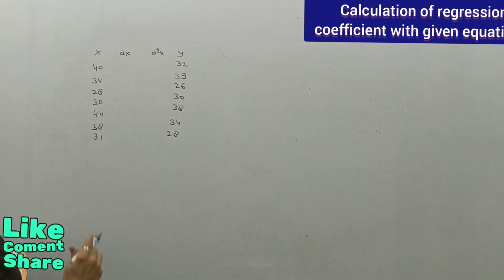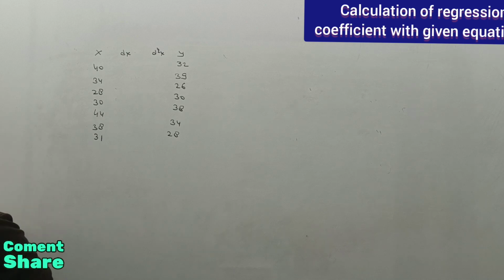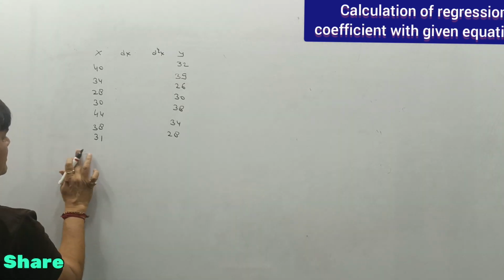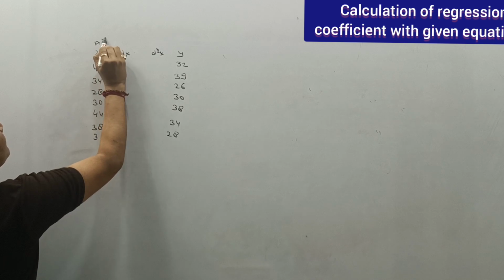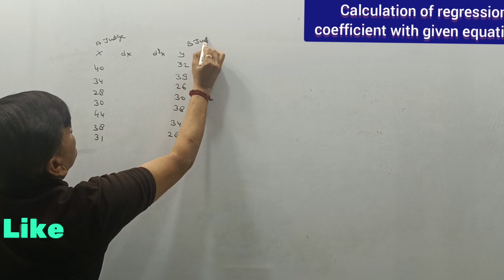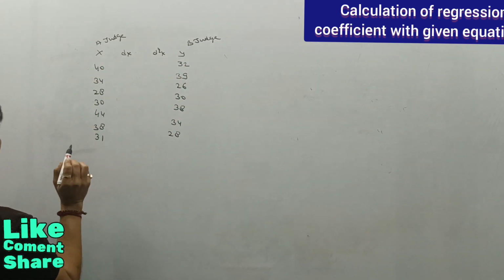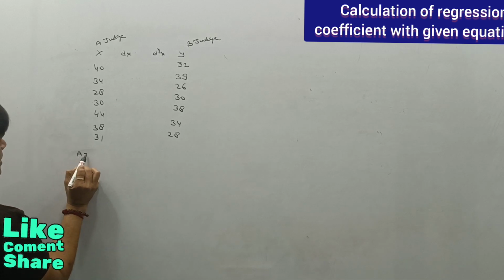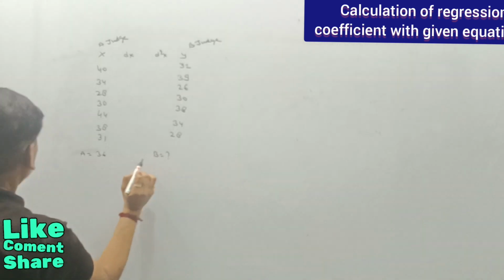X and y values are given, 7 values for x and 7 values for y. The question is about the marks given by judges. This is A judge and this is B judge. So I have adopted the x and y. A judge had given 36 marks, so what will B judge give? First question is this.